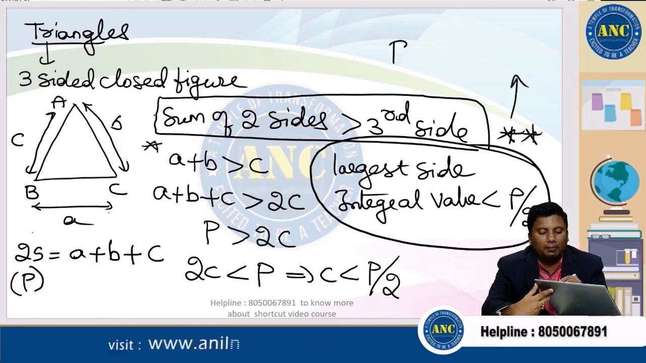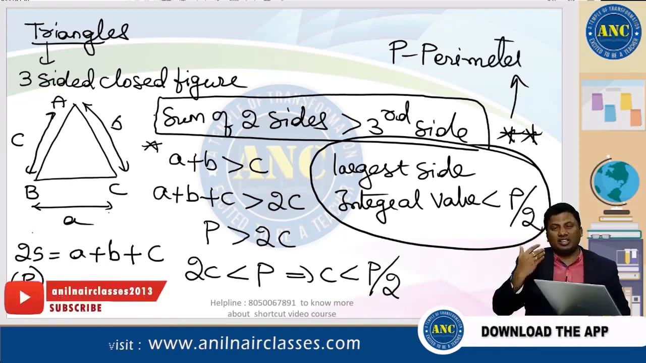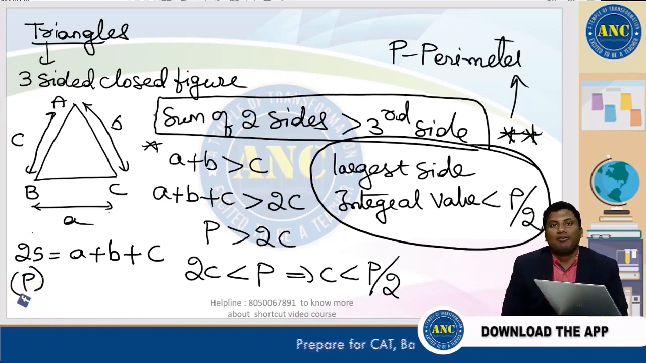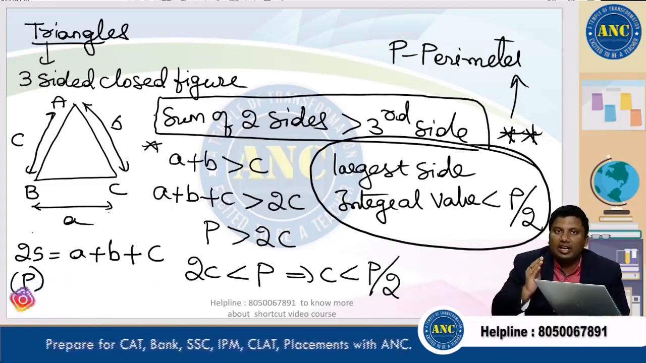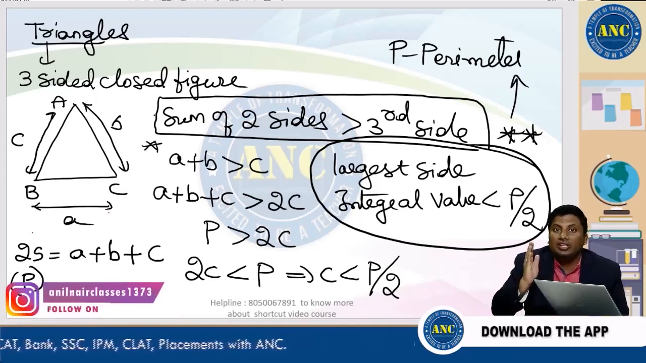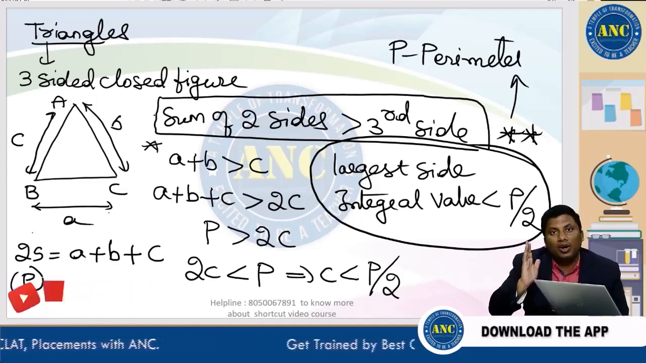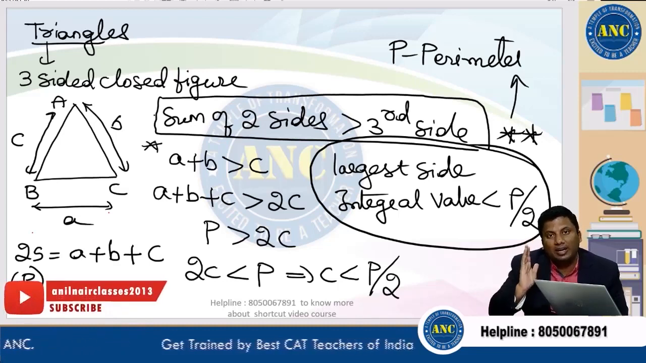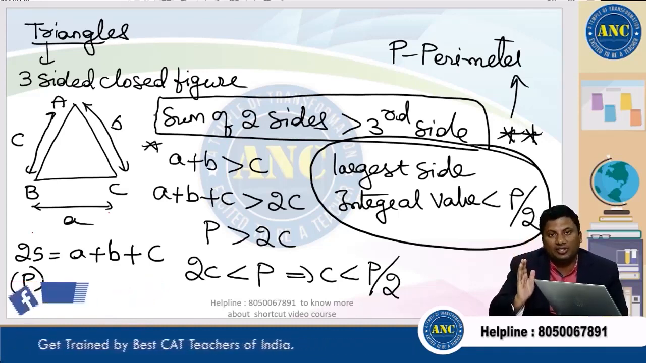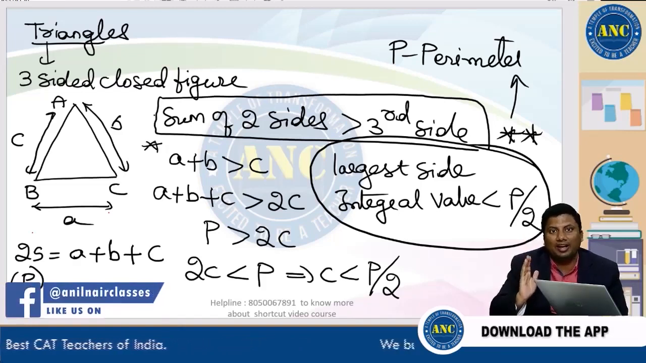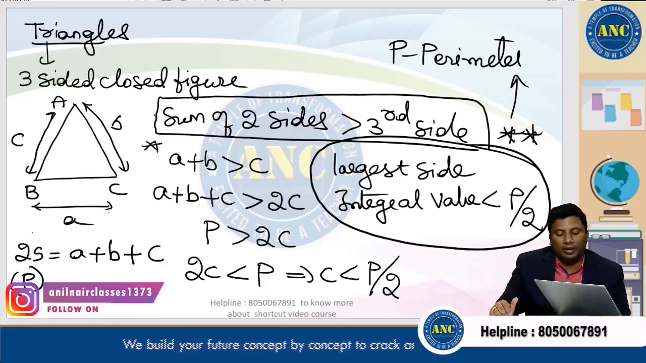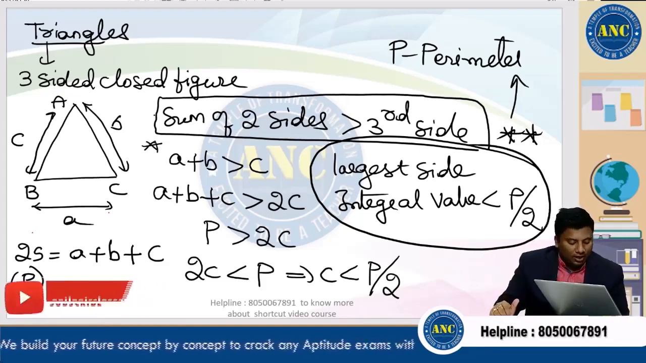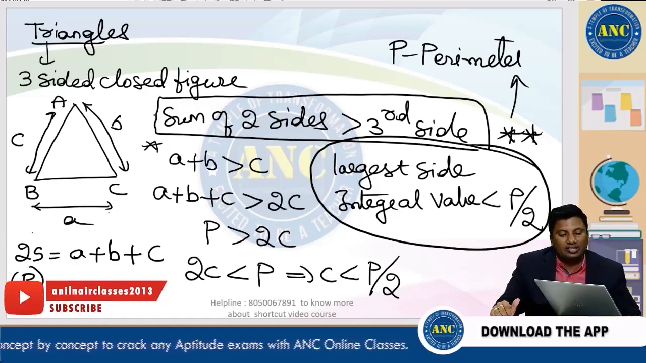What is p here? P is the perimeter. Today we are going to use this concept in some very, very good tricky problems from triangles. If there are 3 sides, A, B and C, and A is the largest side, the value of the largest side should always be less than p by 2. Or in other words, the largest side integral value is just less than the integer value closer to p by 2. That is the first concept.